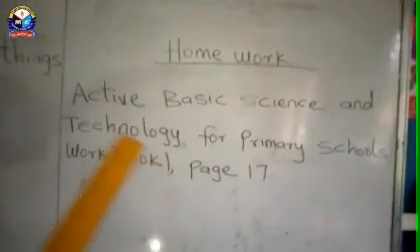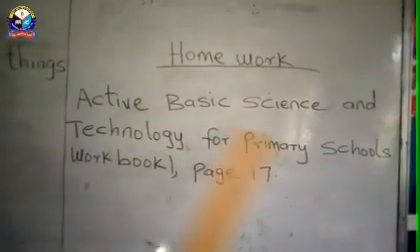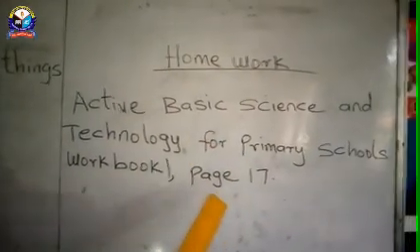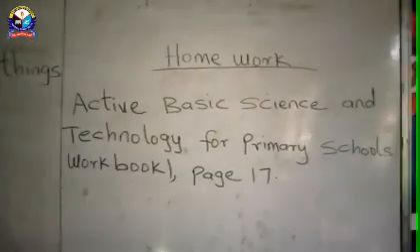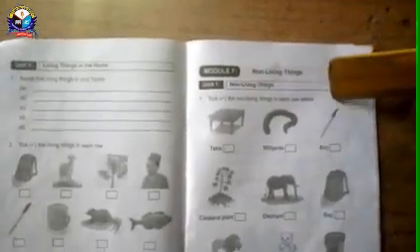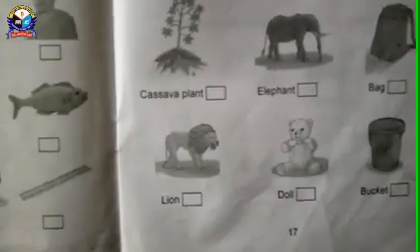Now your homework. Yes, your homework is in your Active Basic Science and Technology for Primary Schools Workbook 1. Open to page 17. Tick the non-living things in each row below. So all these pictures here, you look at them. The ones that are non-living things, you tick them. So that is your homework for now.